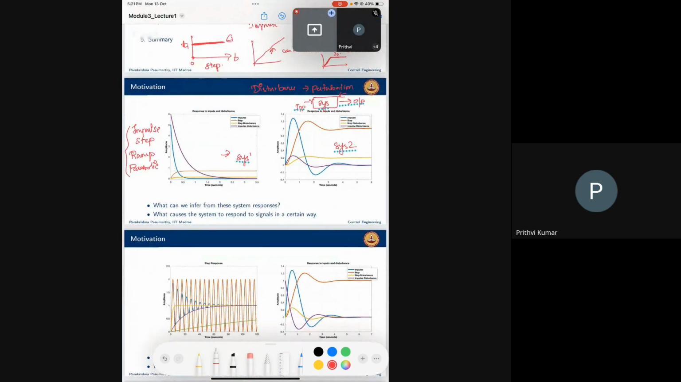The next thing is, what causes the system to respond to signals in a certain way? What could you think of? Why are two different systems giving two different outputs? Obviously it has to be, otherwise both systems would be the same. But why particularly in this way, do you think? This one is giving something around 0 and this is giving something around 1.2. There was a huge difference in the responses, right? It is exponentially falling everywhere, but this is exponentially rising and coming to a stabilized point. So the answer to this is, it's based on the system's nature.